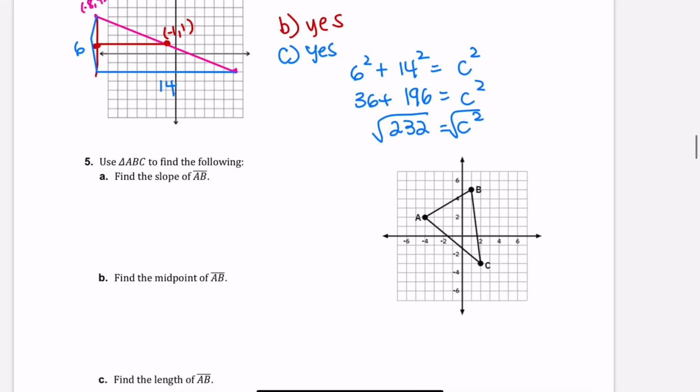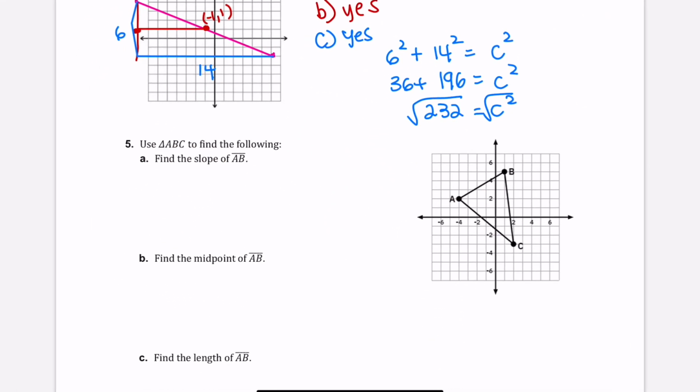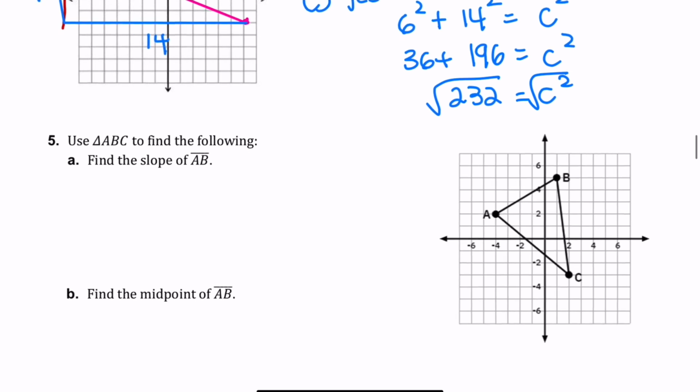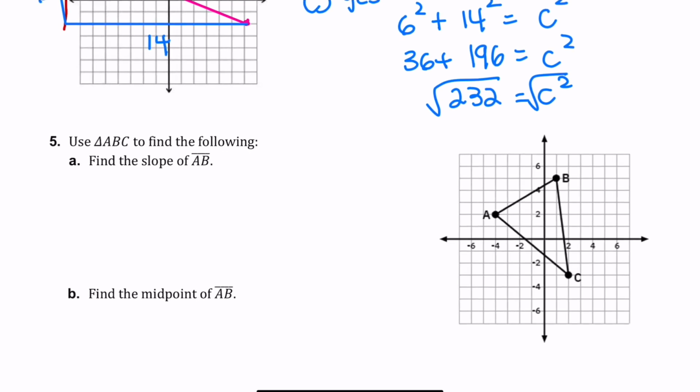Number 5, we have a triangle. We're going to find the slope of AB, the midpoint of AB, and then the length of AB. So slope, we have a few ways we can do it. We can do it from the graph, the rise divided by the run, or we can use the formula y2 minus y1 divided by x2 minus x1. So I'm going to start with the rise over run.